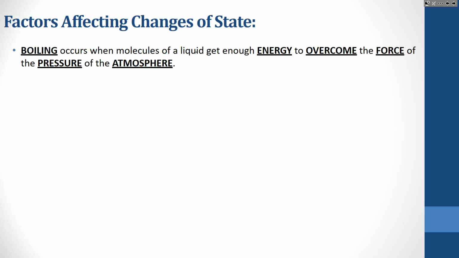Remember that boiling happens anytime the molecules of a liquid get enough energy to overcome the force of the pressure of our atmosphere. So this is the big important part, and we're going to focus in on how vapor pressure and atmospheric pressure have to be related in the next lesson. But pressure is a huge factor. This is why you can boil water at room temperature, because you can remove the pressure of the atmosphere that holds that water in the liquid phase.